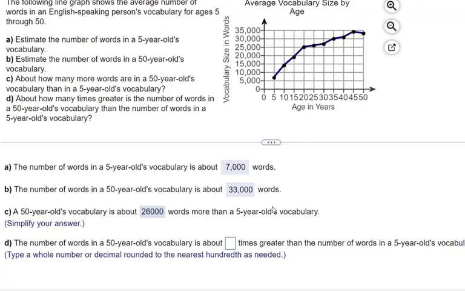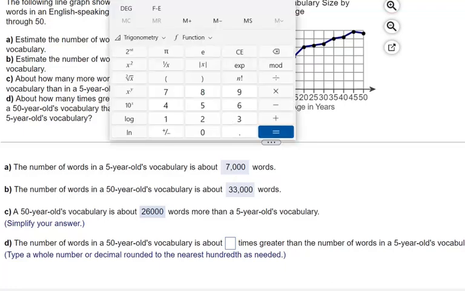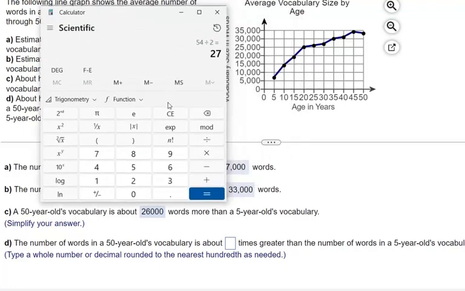And D, the number of words in a 50-year-old's vocabulary is about how many times greater. So if you're trying to find out how many times greater something is to something else, you should be able to multiply it by that number, and it turns into the other number. So what would we multiply 7,000 by to make it equal 33,000? So that's a division problem. Okay, take 33,000, the bigger one, and divide by the smaller one.